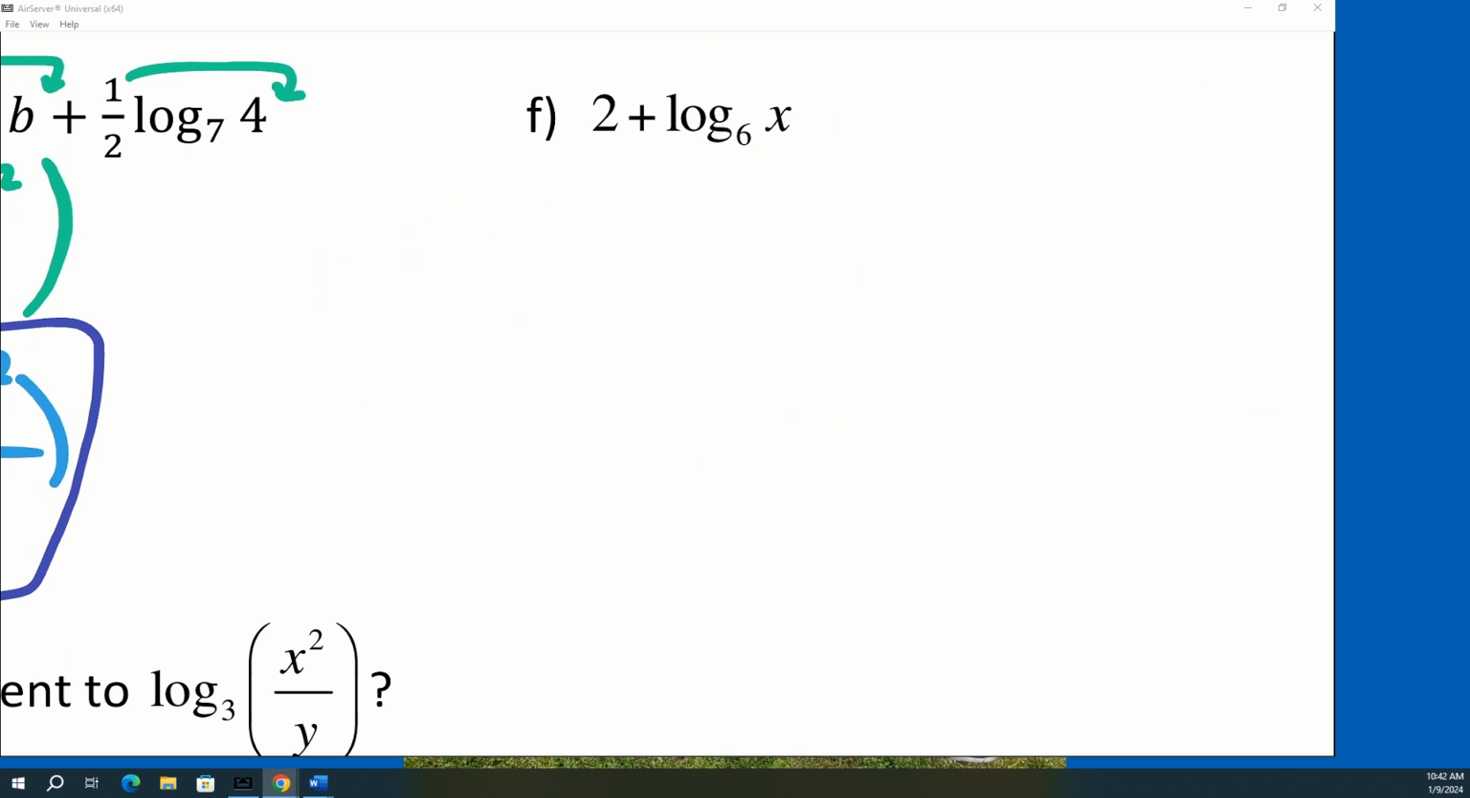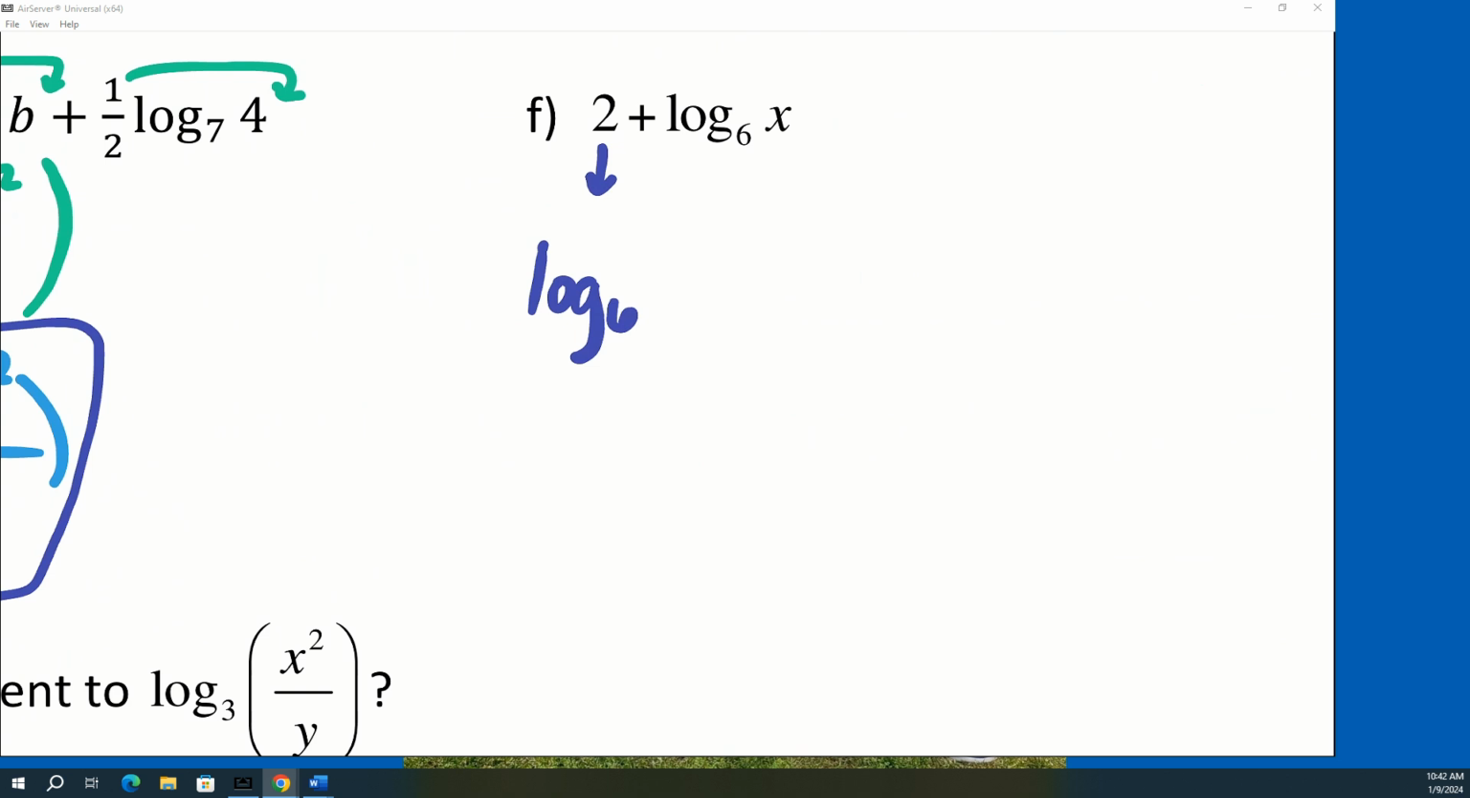Okay, so let's look at this F. We don't have 2 logarithms, so we can't bring them together as one logarithm if one of them isn't a logarithm. So what we're going to do is write 2 as a logarithm. So it's going to be log base 6 of something. That should equal 2. Any ideas what that something is? If you did log base 6 of it, you would get 2 because the power would be 2.